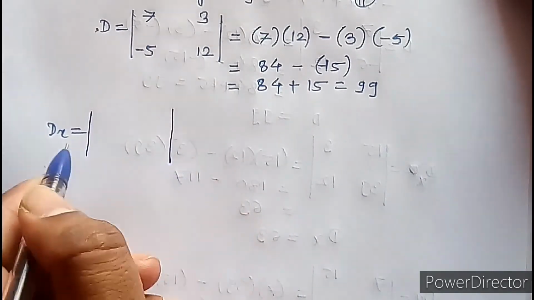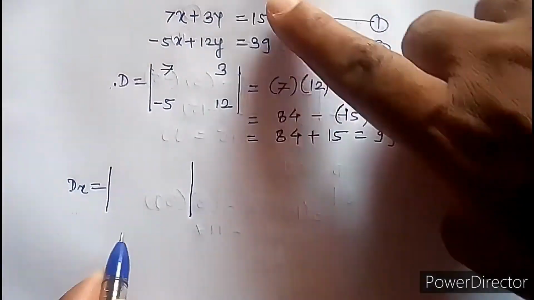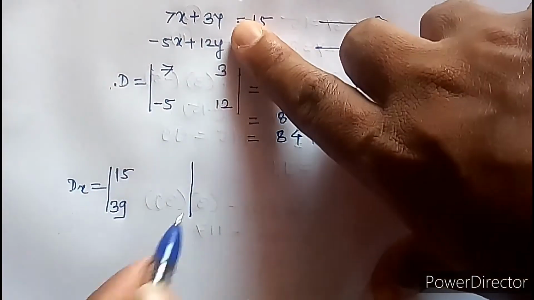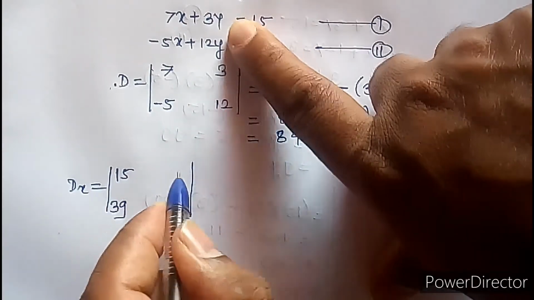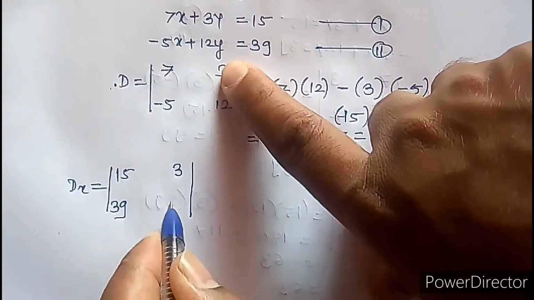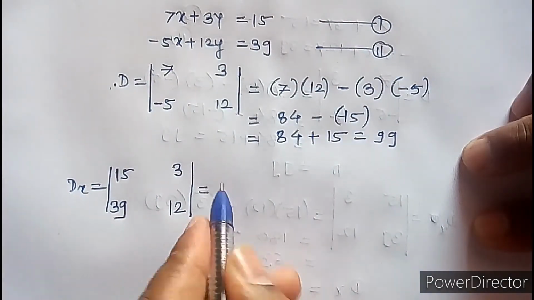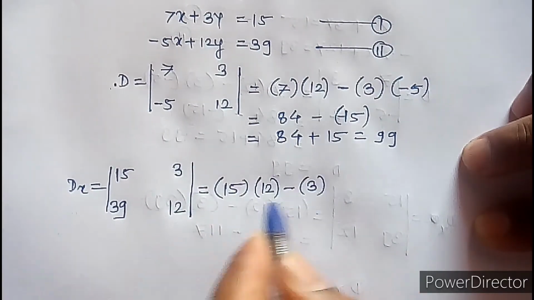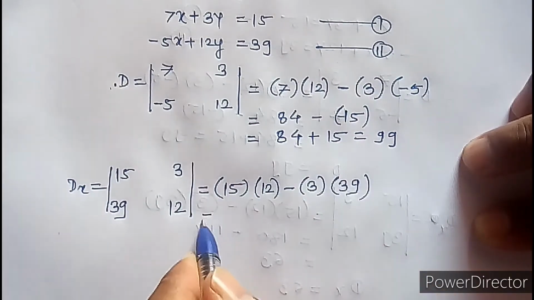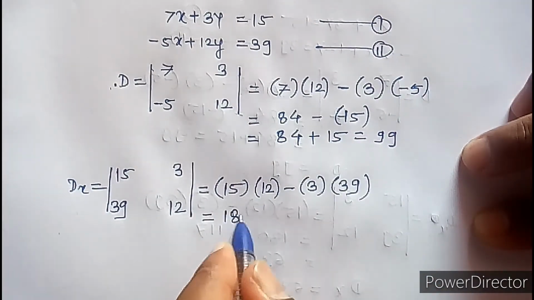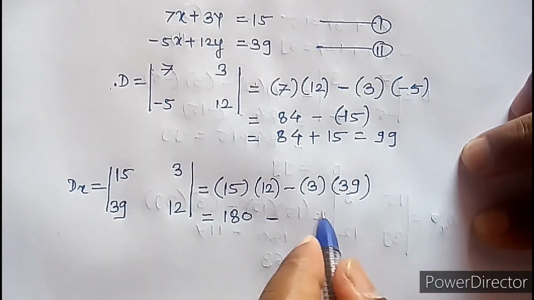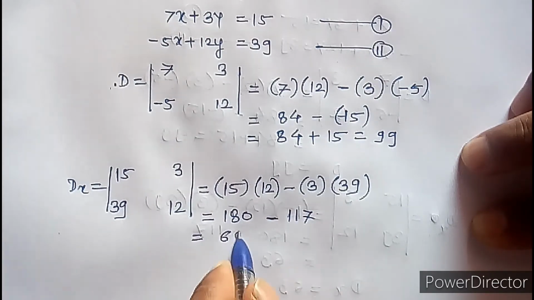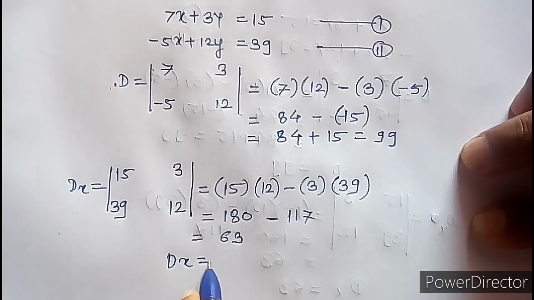Dx equals, now in the first column write down the constants C1 and C2, here 15 and 39, but in the second column write down the coefficients of y, that is 3 and 12. Now we have to find the value of dx, that is 15 into 12 minus 3 multiplied by 39. Now 15 into 12 is 180 minus 3 into 39 is 117. 180 minus 117 is 63. We get dx equals 63.